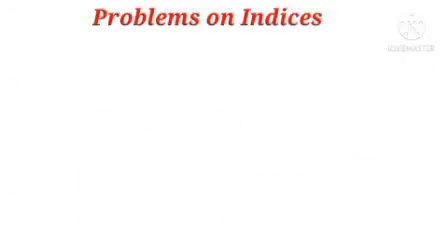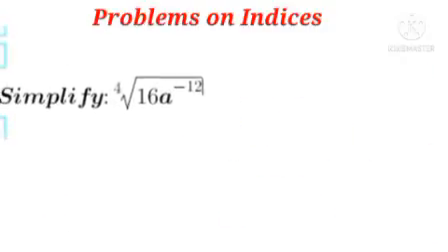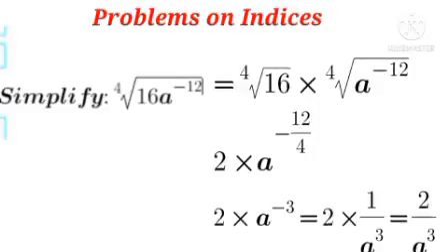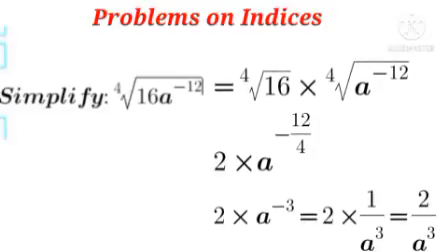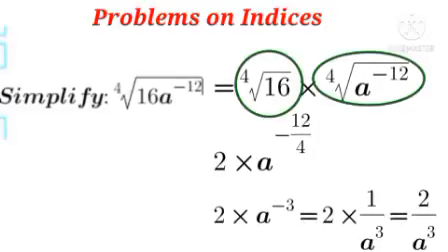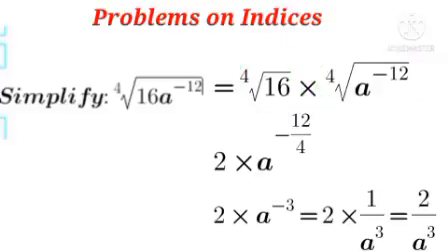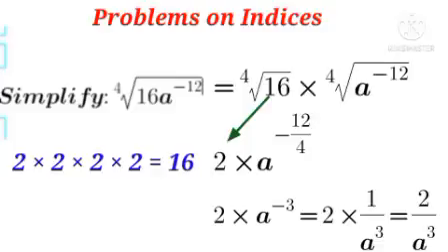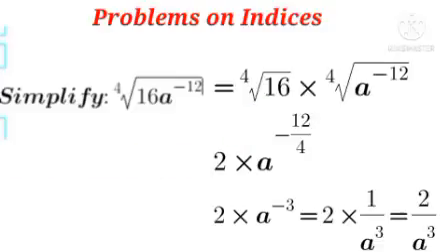Let's take another example. The fourth root of 16a raised to the power of minus 12. What do you have to do? We have 16 and we have a. We have a number and we have a letter. All you have to do is to separate it since they are under the same root. So we have the fourth root of 16 multiplied by the fourth root of a raised to the power of minus 12. And the fourth root of 16 is 2. That's 2 times 2 times 2 times 2, which equals 16. Multiplied by a raised to the power of minus 12 over 4.